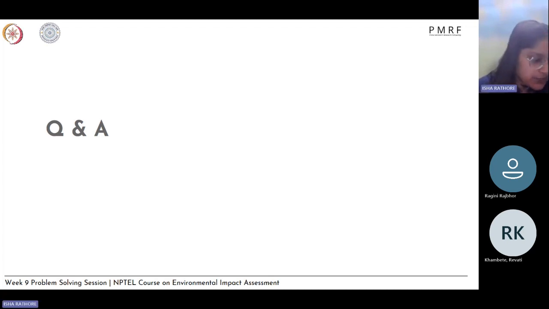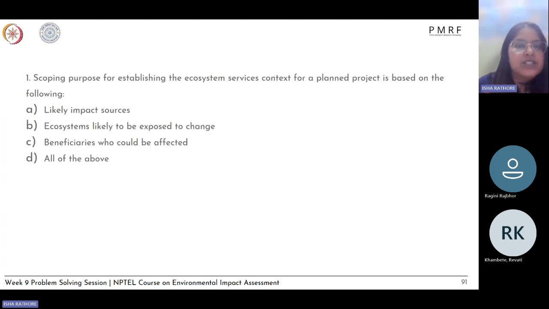So if there are no questions, let's go into the practice questions for week 9 content. You can post the answer for the question in the chat box and I will regulate the chat box. Okay, so the first question is: the scoping purpose for establishing the ecosystem services context for the planned project is based on the following: A, looking at the likely impact sources, B, ecosystems which are likely to be exposed to change, C, beneficiaries who could be affected, or D, all of the above.